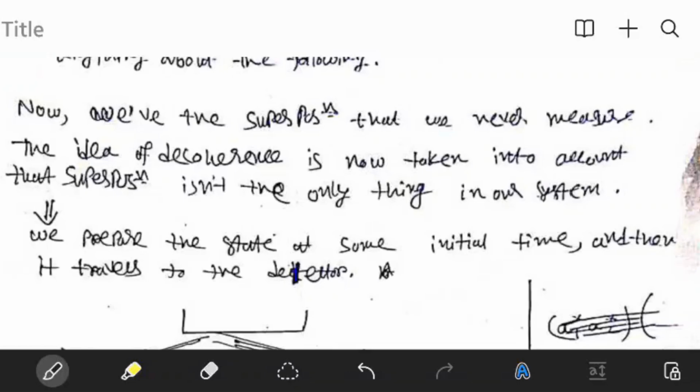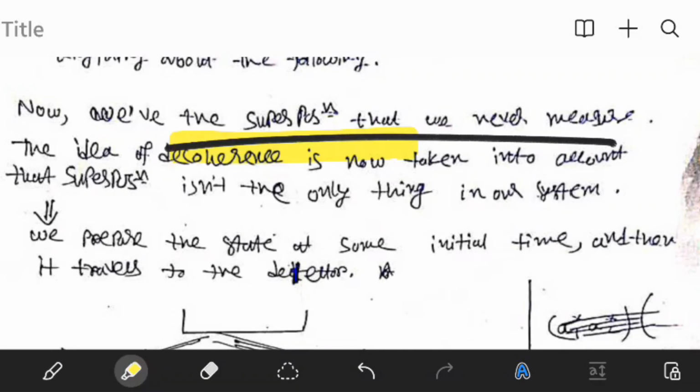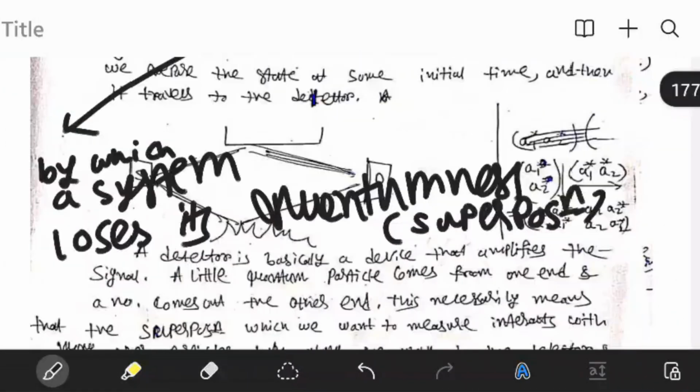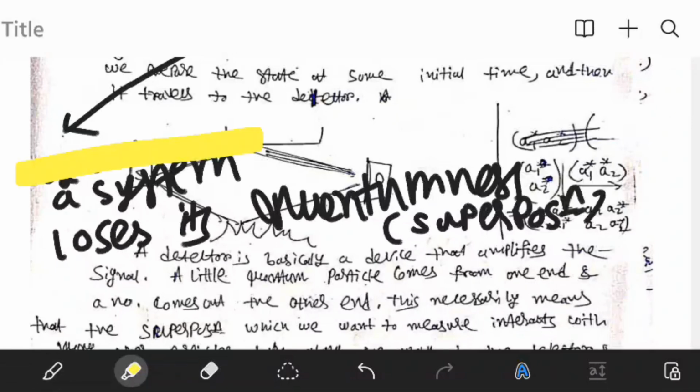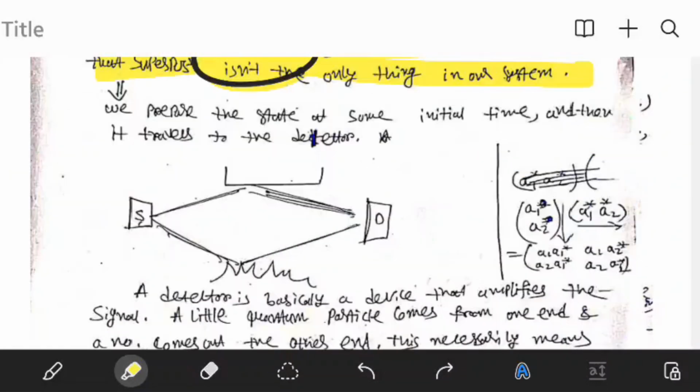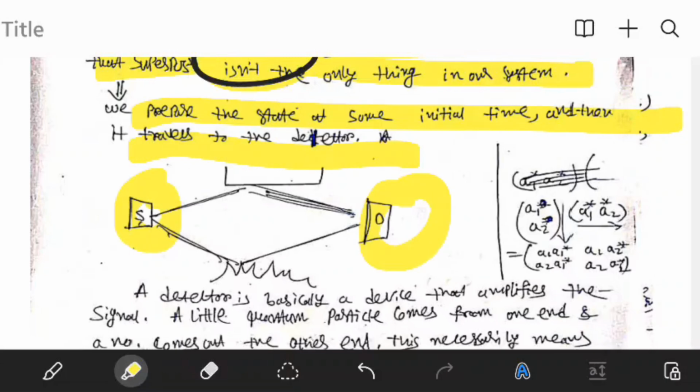Now since we never measure superposition, we take the idea of decoherence into account. Now, what is decoherence? It is the phenomenon by which a quantum system loses its quantumness, i.e. superposition and coherence. Now, let us consider an initial time and then let the particles travel to the detector from the source. It is the source and it is the detector. It is D, okay, not O.